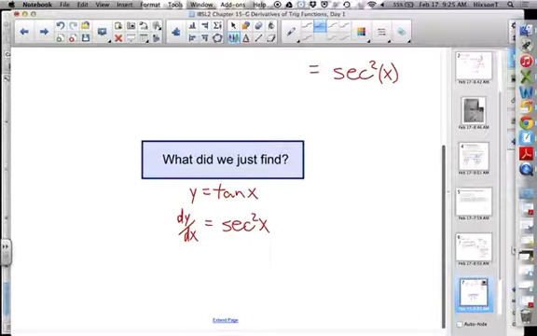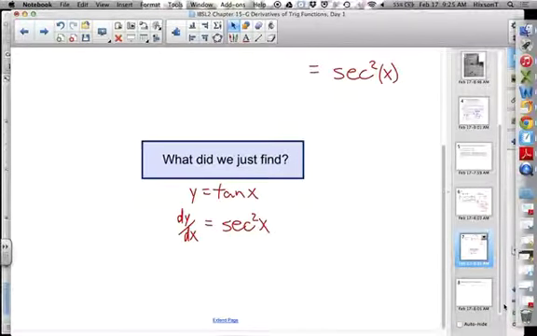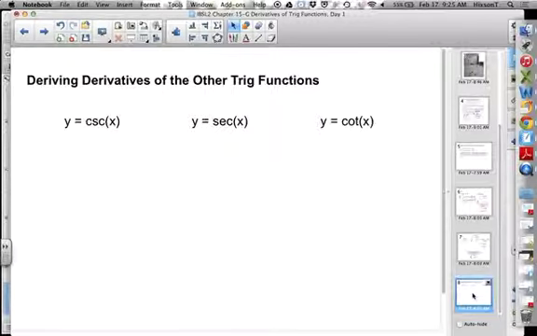Okay. If you look at any kind of list of identities or whatnot, or a list of derivatives, the general rule is the derivative of tangent is secant squared. Okay? Alright, so that's pretty cool. We can derive other ones from what we know is sine and cosine. Okay? So let's do the other 3.